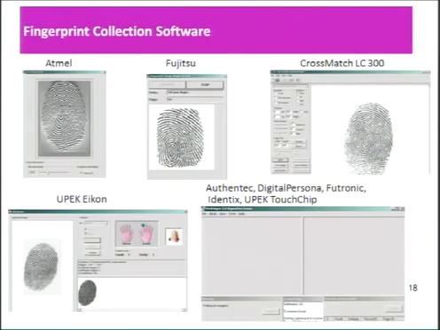This is just a snapshot of all the different softwares that were used to collect the fingerprint images. Unfortunately, a single software could not be used to collect all the fingerprint images, so I had to use five different ones.